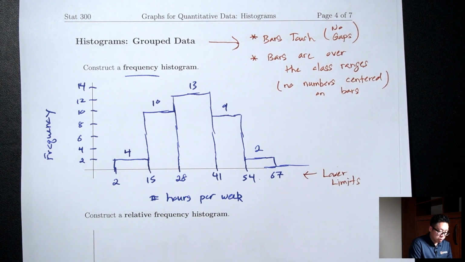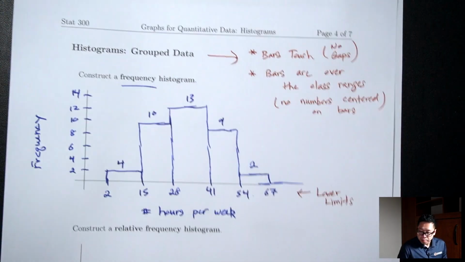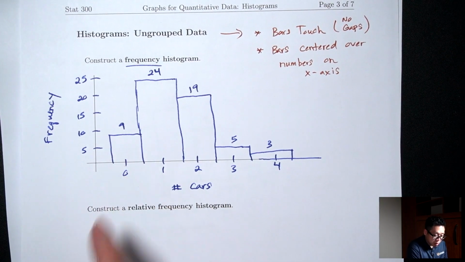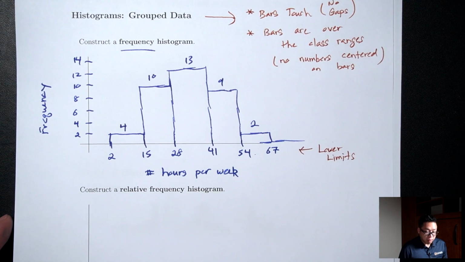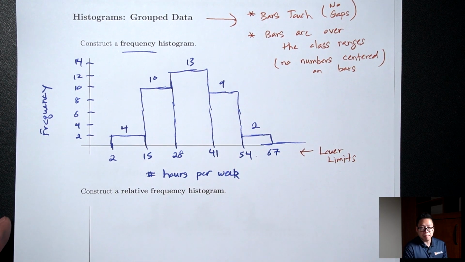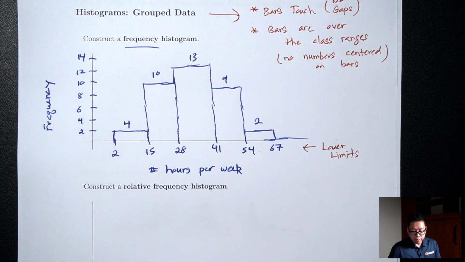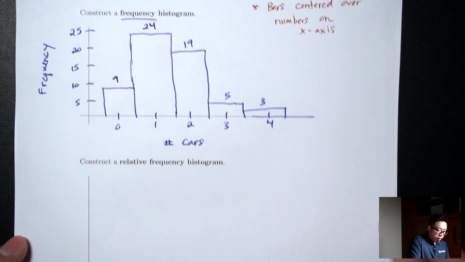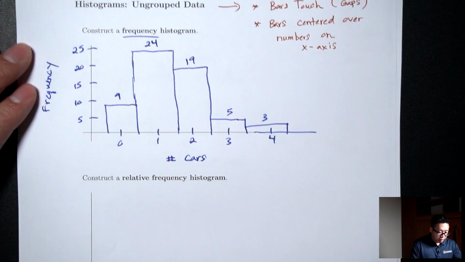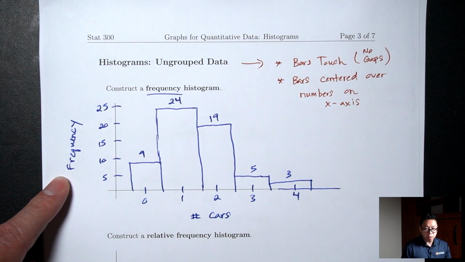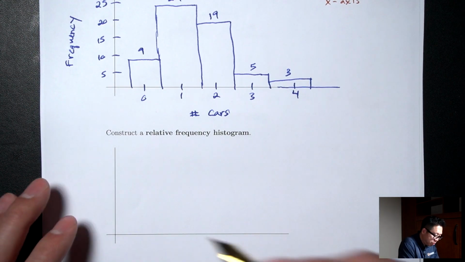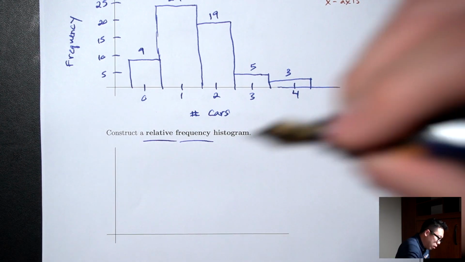Okay, so make sure you understand the difference between these two situations. The situation for ungrouped data, where you have the numbers at the center of the bars, and the situation for group data, where you have the bars over a range and you don't have any numbers at the center of the bars. Now, let me go back and do the other variation, relative frequency histograms for both situations. The only difference is in a frequency histogram, you put the frequency on the y-axis. In a relative frequency histogram, you put relative frequency. That's the only difference.